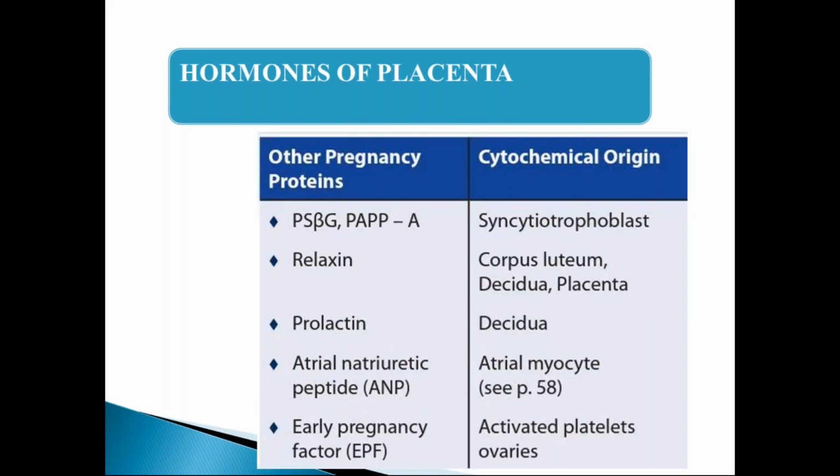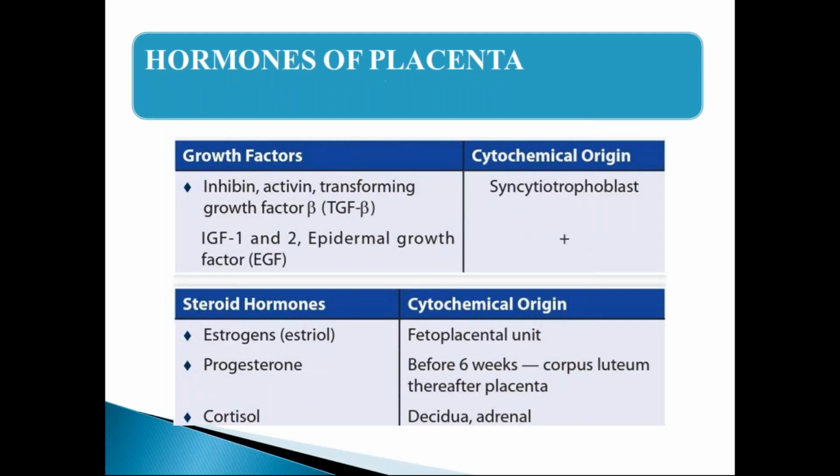Other pregnancy related proteins include pregnancy associated plasma protein A, which is synthesized from syncytiotrophoblasts; relaxin from corpus luteum, decidua, and placenta. Decidua is the specialized endometrium of the pregnant uterus. Prolactin is again synthesized from decidua; atrial natriuretic peptide from atrial myocytes; and early pregnancy factor from activated platelets of the mother and ovaries, and other growth factors from the syncytiotrophoblasts.